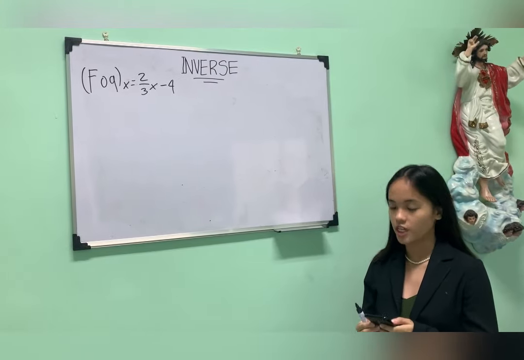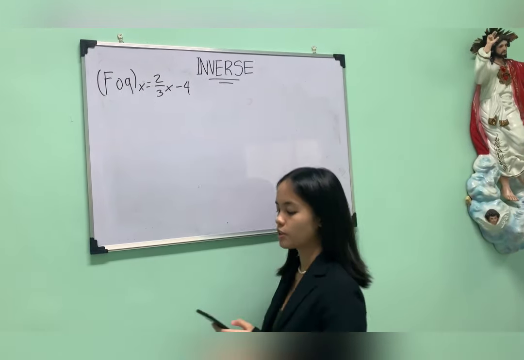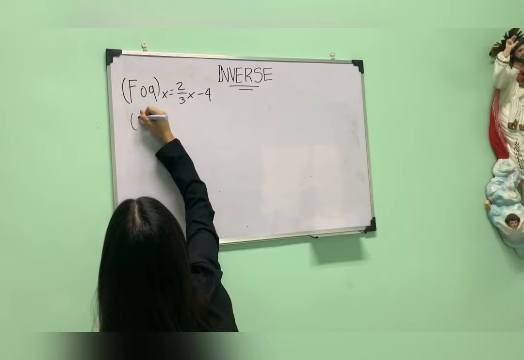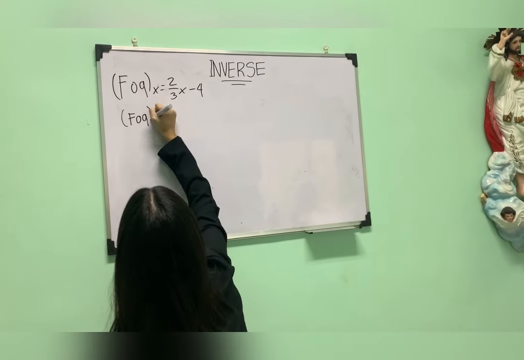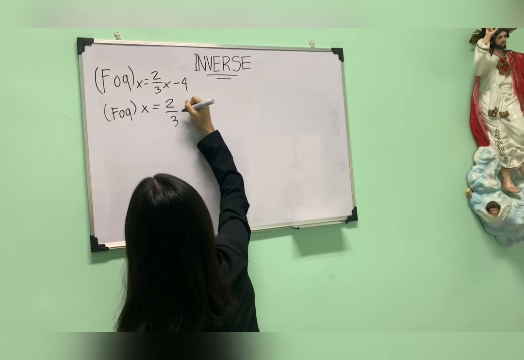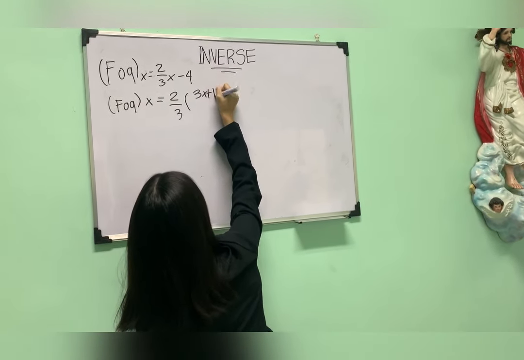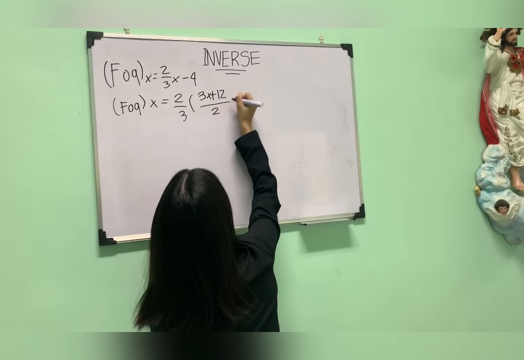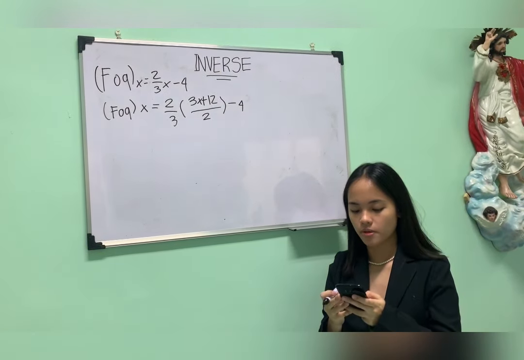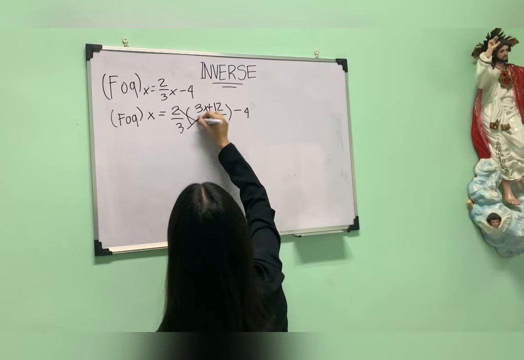f circle of g is equals to 2 over 3x minus 4. So substitute x by g. So that will become f circle g equals to 2 over 3 open parenthesis 3x plus 12 over 2 close parenthesis minus 4. Simplify using cross multiplication, the answer will become x plus 4. So cross multiply.